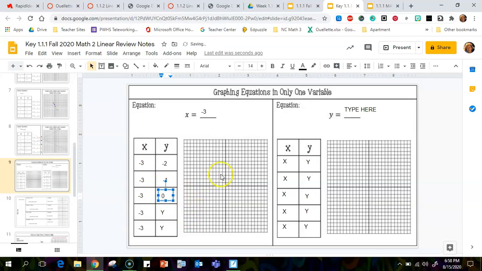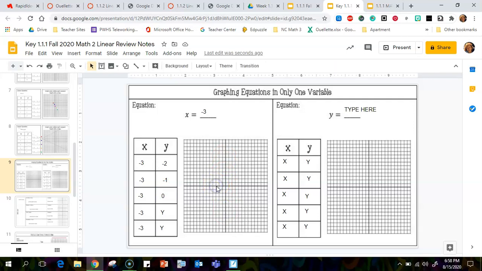If x is always -3, then that means no matter what y is, x is always going to be right here. So what this ends up looking like is a vertical line, and it's at that x equals -3 point. So I grabbed my line tool up here, and I just went from x equals -3 here and then put my line all the way down. It's just a vertical line at x is -3.